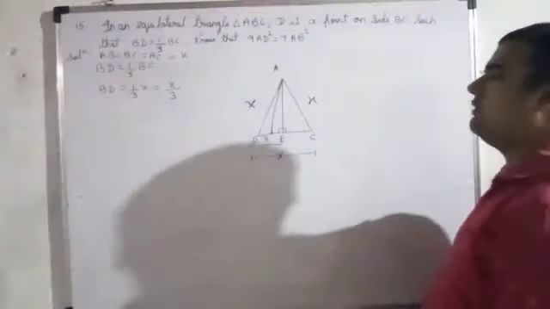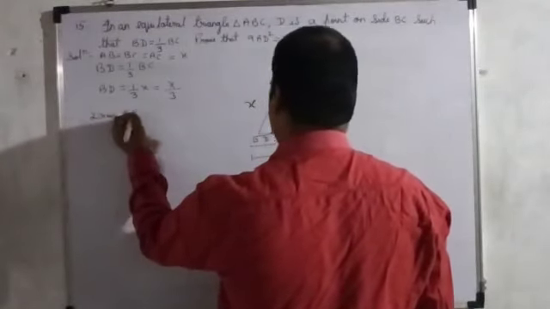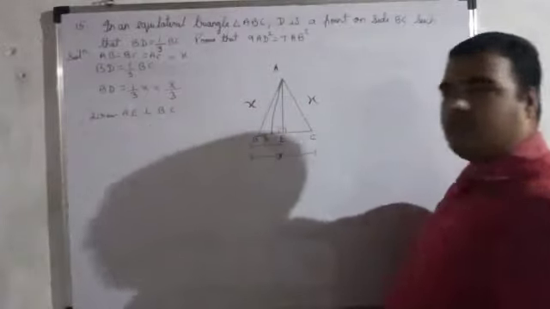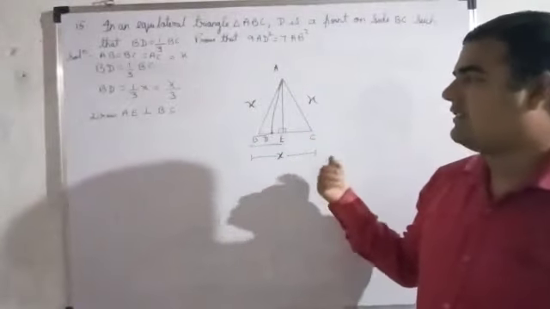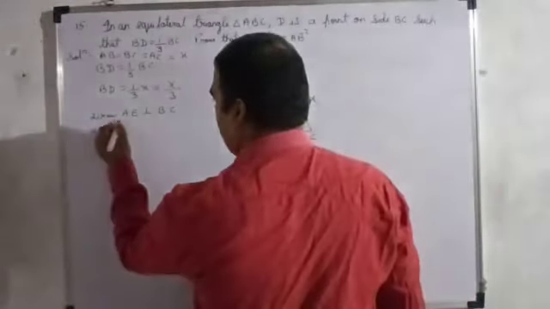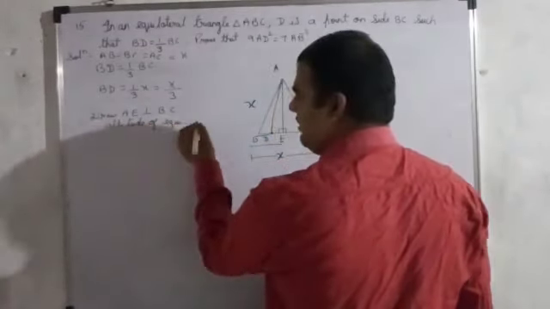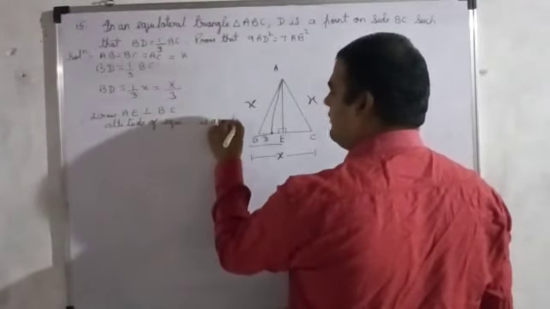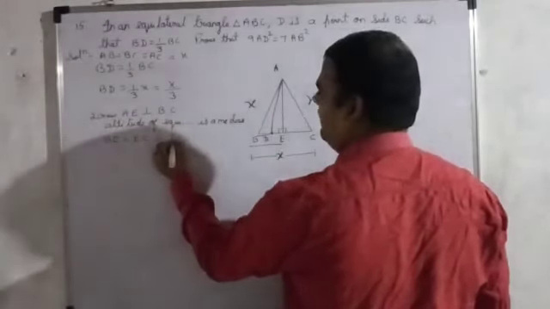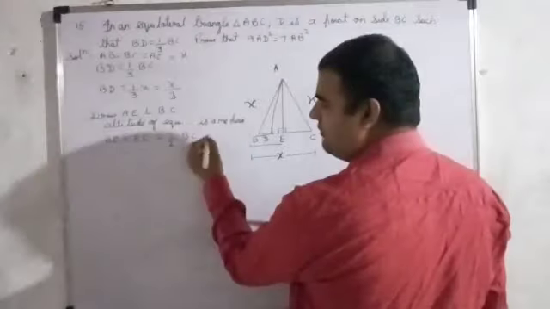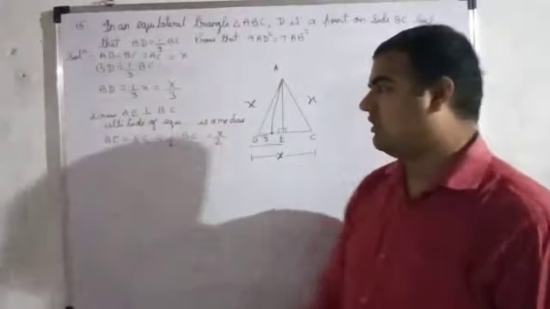Now construction. Draw AE perpendicular to BC. And you know the perpendicular, or the altitude, of an equilateral triangle is the median. You can write the statement: altitude of an equilateral triangle is a median. So you can say BE equals EC equals 1/2 of BC. BC is x, so x/2. If you don't want EC, don't write EC.